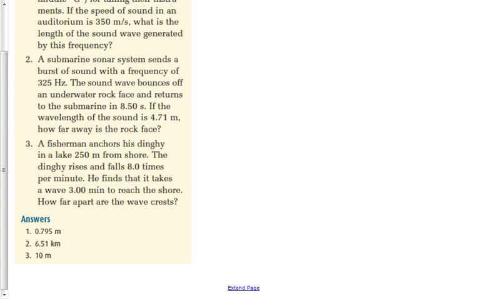What do we got here? 250 meters is something. What's that? It's a distance. It's not the wavelength. It doesn't say this is the distance over which the wave repeats itself. This is just how far the dinghy is from the shore. The dinghy rises and falls 8 times per minute. What's that? Frequency. Frequency is 8.0 hertz.